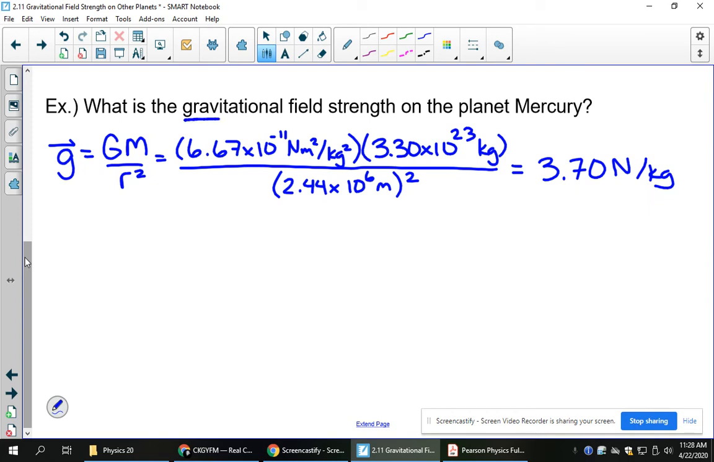I'm using those units because they asked for gravitational field strength. Even though it's the same as meters per second squared, this is talking about gravitational field strength, so I'm going to use the units that are appropriate.